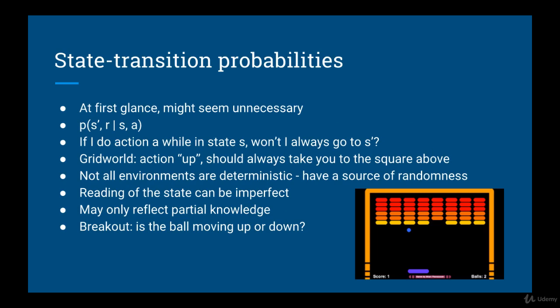Another source of randomness is that our reading of the state can be imperfect. It only reflects partial knowledge of the environment. To use an example we've seen before, consider this one frame of the game Breakout. From this frame alone, we can't tell if the ball is moving up or down. Therefore, the next state is not deterministic.